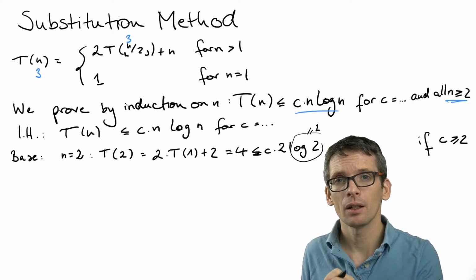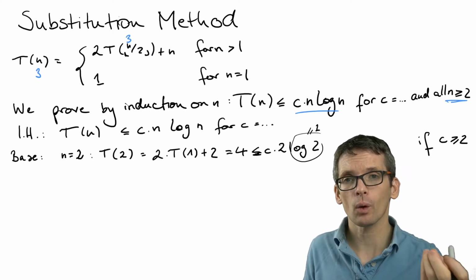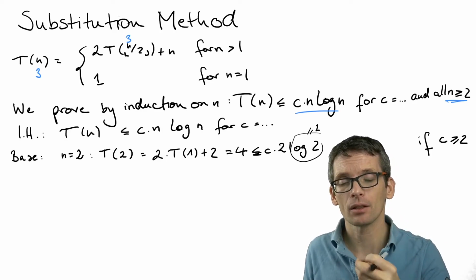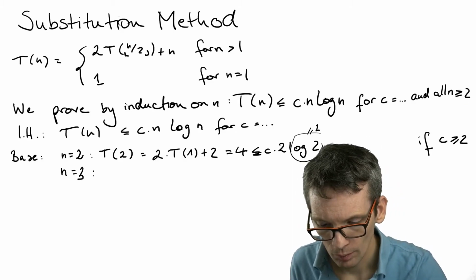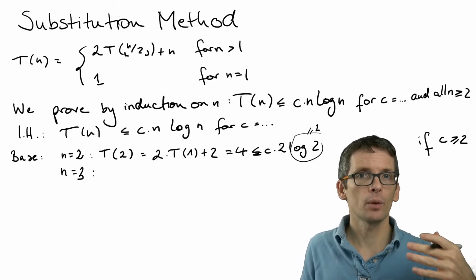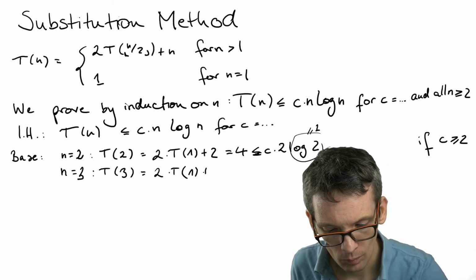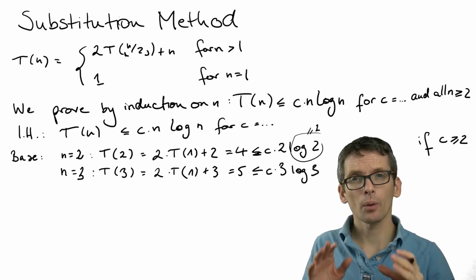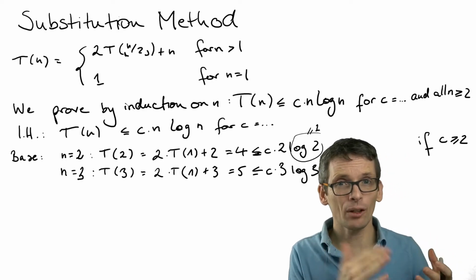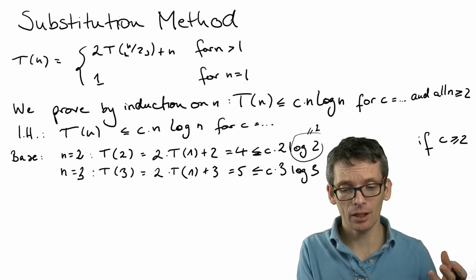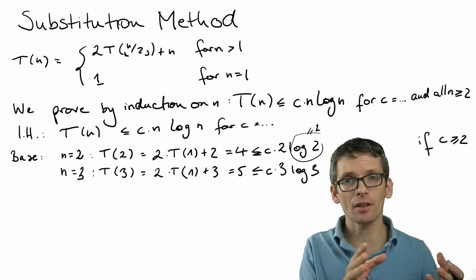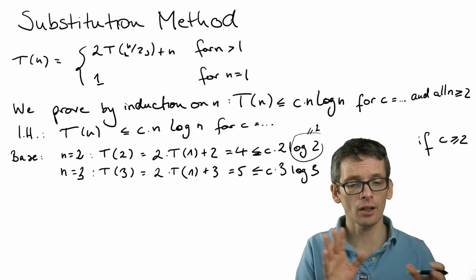So 3 is a case which would be based on 1, and because 1 is not a base, we need to make 3 a base. So we need to make sure that T of 3 is smaller or equal to c times 3 log 3. So we want to have that 5 is smaller or equal to c times 3 log 3. Now we already know that c has to be at least 2. And if I have c at least 2, on the right hand side I have 2 times 3, that's 6, times log 3, which is even larger than 6. And if c is larger, it's even larger. So we are already fine.